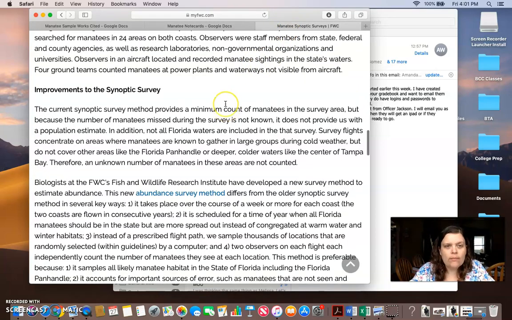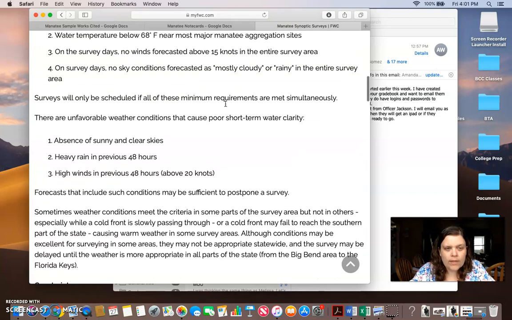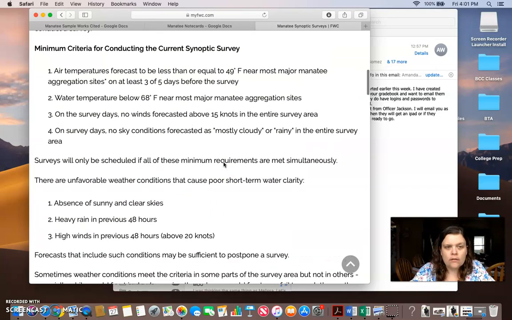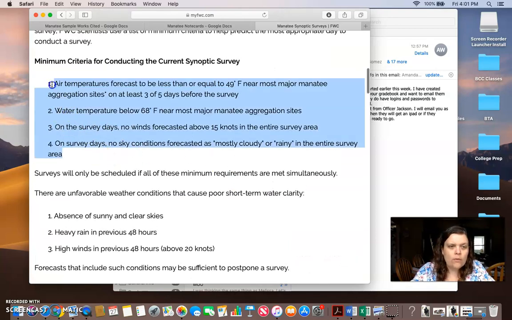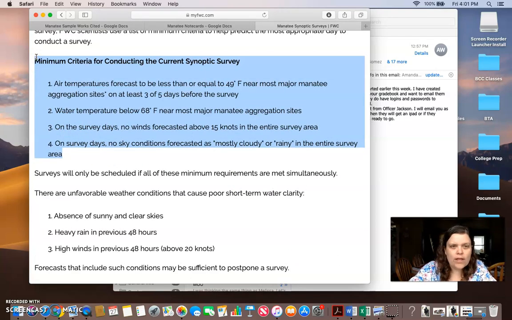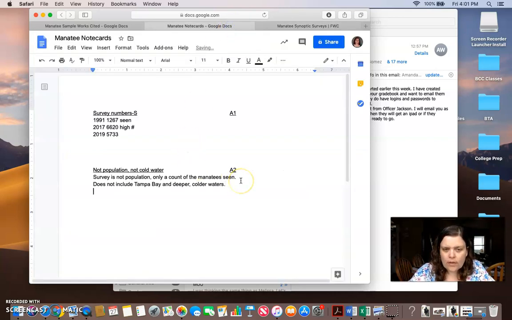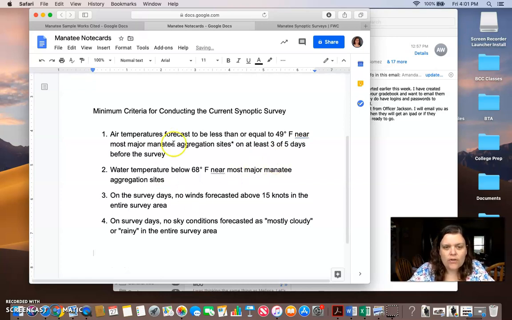I've got 3 minutes, so let's pull a quote from here. And, okay, I want to quote the criteria for conducting a current synoptic survey. I struggle with that one. Since you're typing these, you have the advantage. You can just copy and paste it if you want to quote it.